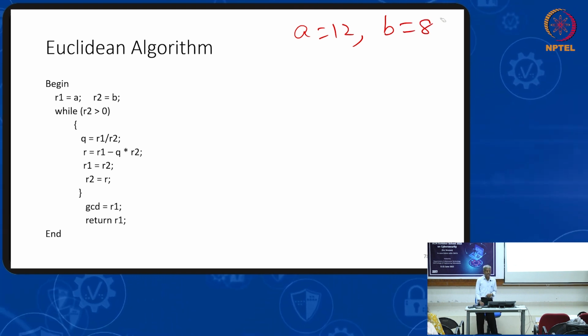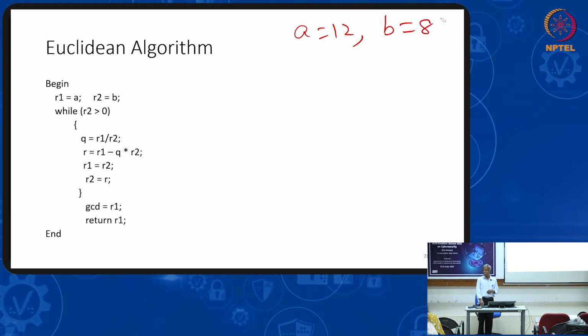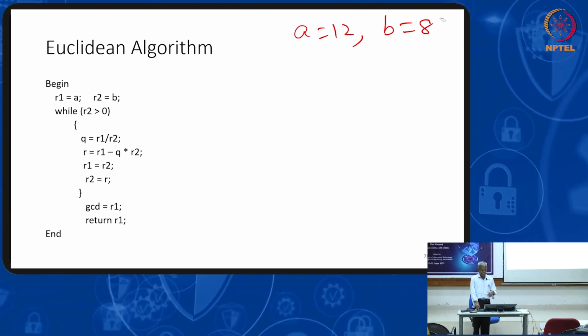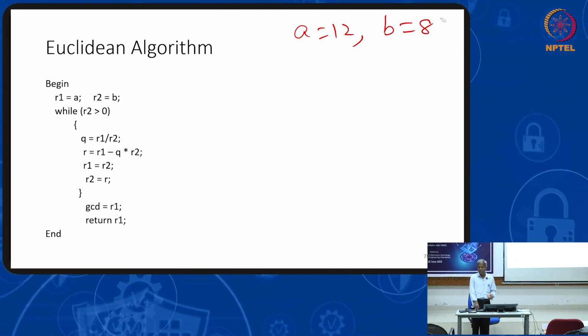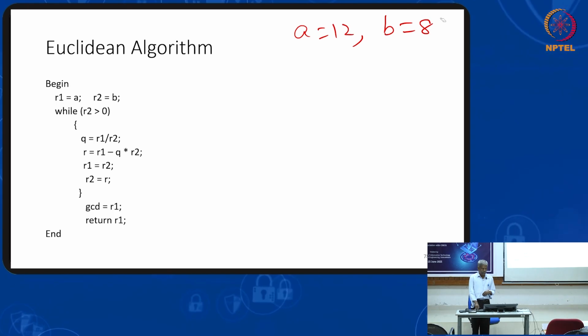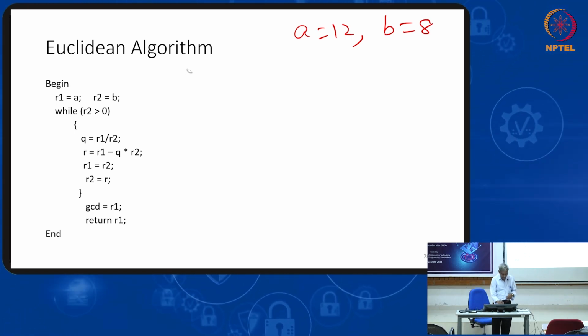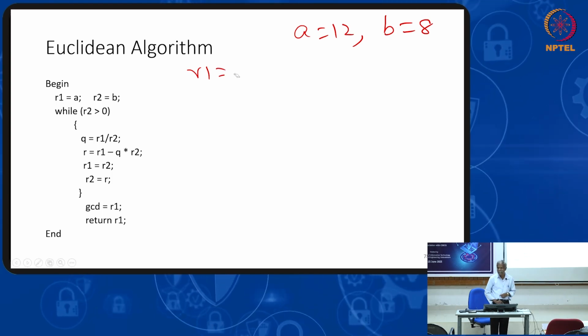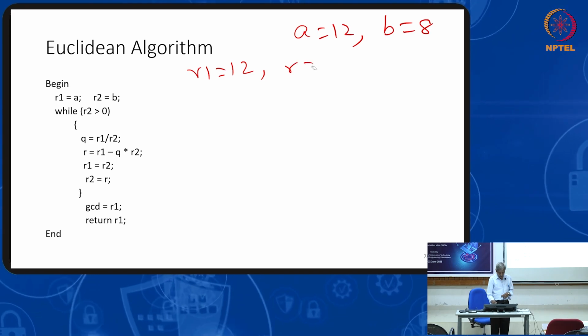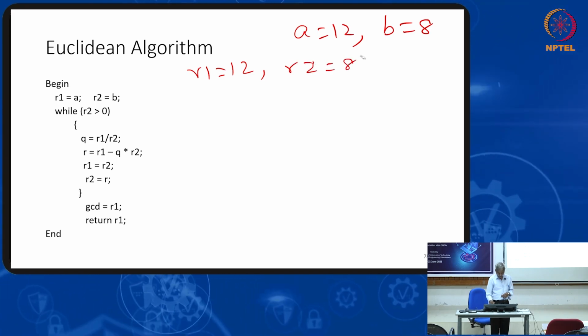I take 12 and 8. What answer do you expect? I want to find the greatest common divisor between 12 and 8. What is the answer? 4. We know the answer is 4. So I work it out based on this algorithm. R1 equals 12. R2 equals 8.